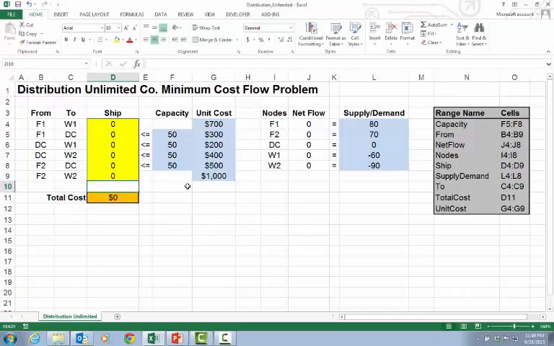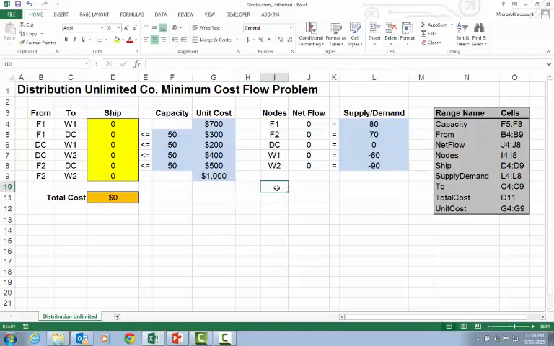And so now we're asking the model to meet the demand, which in this case we're not. We're sending 0, there's nothing being shipped over the network right now, which means we're not meeting our demand here at the warehouses. Our net flow in this case is in fact 0, but we need to actually send 60 units to warehouse 1 and 90 units to warehouse 2. So that's how we'll ask the solver to solve this particular problem.